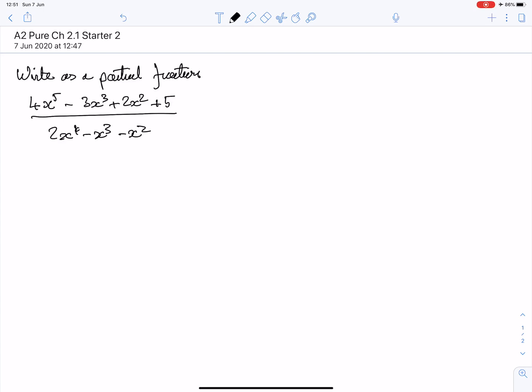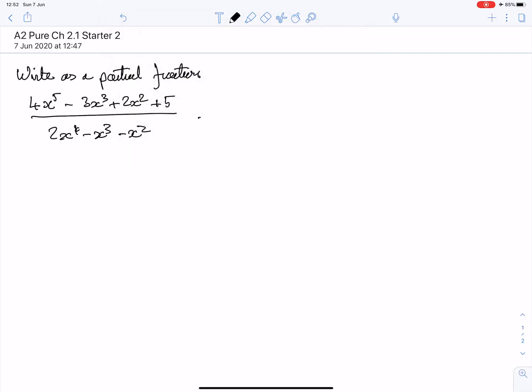Okay, so here we go with the second starter for the A2 Pure Chapter 2.1. Write as a partial fraction. What I want you to do here is first identify the shape of the answer. When you've done that, check that against mine before you carry on with the rest of the question, because otherwise you could do a load of work which is pointless. So get the shape of the answer first: the A's, the B's over different bits, whatever it happens to be. Check that and then carry on. Pause it, try, etc.